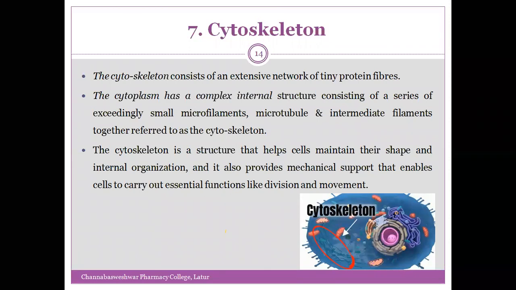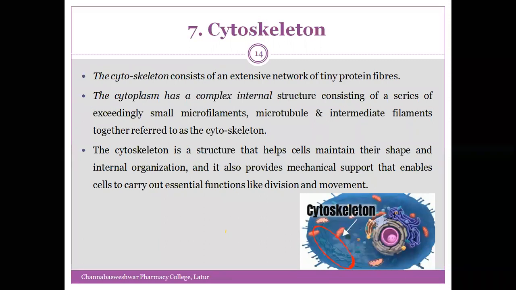You can see the image shown below in the slide. Here a red colored circle shows the cytoskeleton, which consists of hair-like protein fibers. Okay, so this is about the cytoskeleton. The cytoplasm has a complex internal structure consisting of a series of extremely small microfilaments as well as microtubules and intermediate filaments, which together are referred to as the cytoskeleton. Inside the cytoplasm there are small microfilaments, then microtubules.